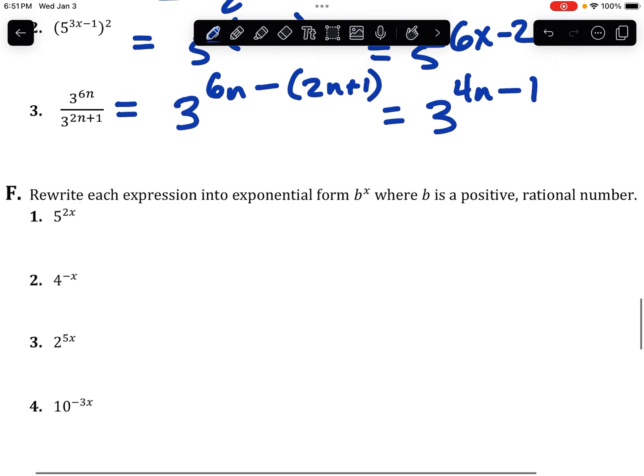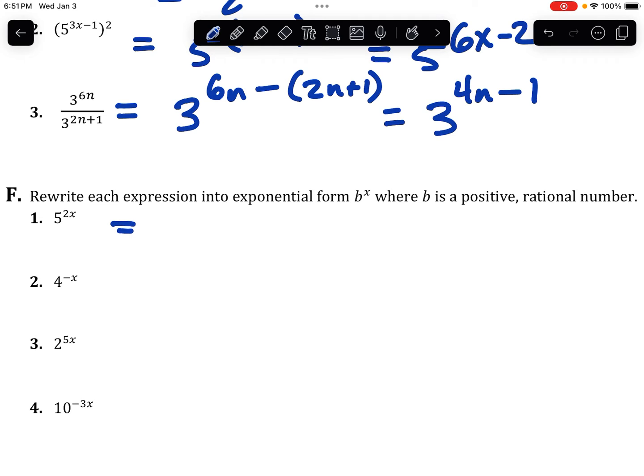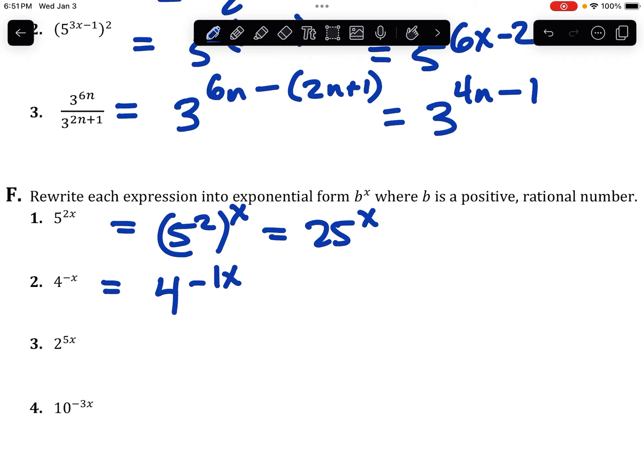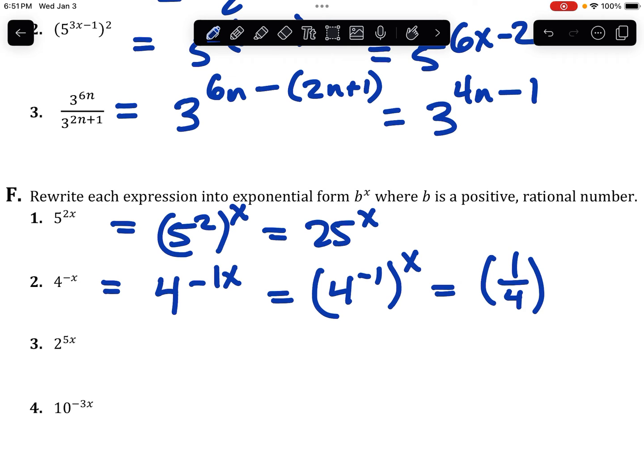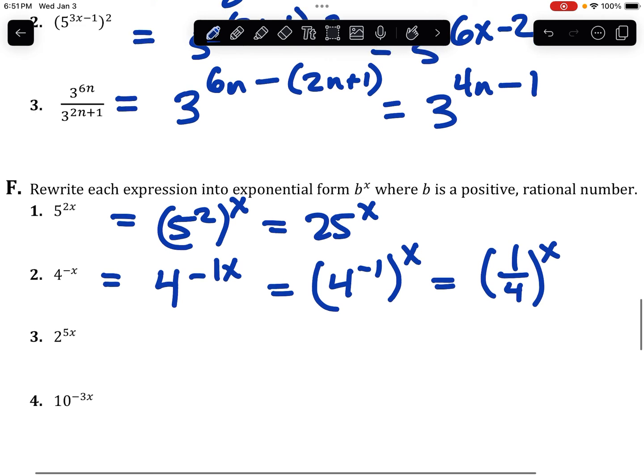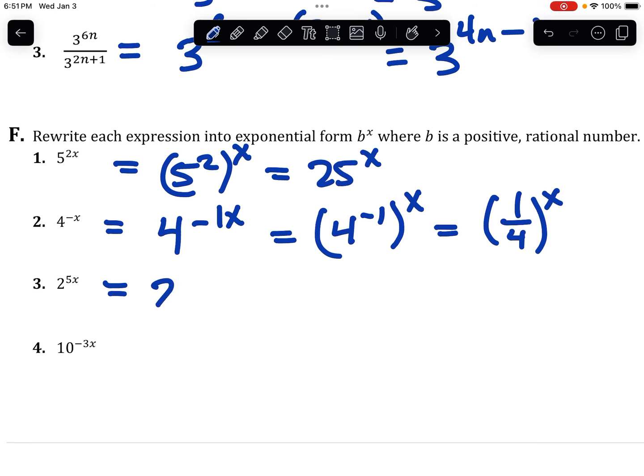For these here, I'm going to, again, just undo these. So this would be 5 squared to the x would be 25 to the x. This one's a little bit tricky. This one you can think of as 4 to the negative 1x, which is then 4 to the negative 1 to the x. And 4 to the negative 1 is 1 over 4 to the positive 1, or just 1/4 to the x. This one is like number 1, 2 to the 5th all to the x is 32 to the x.